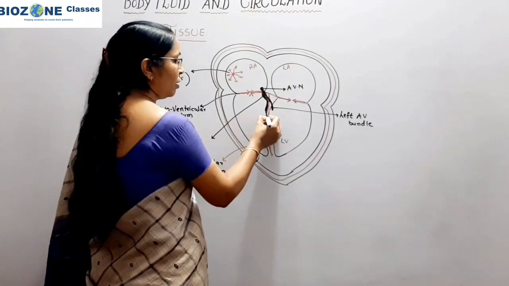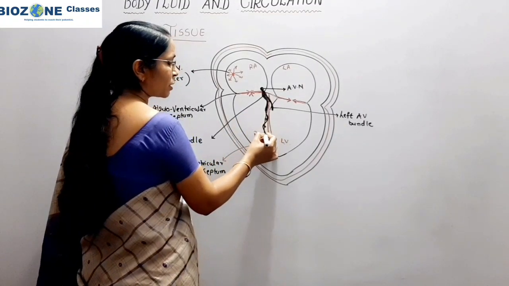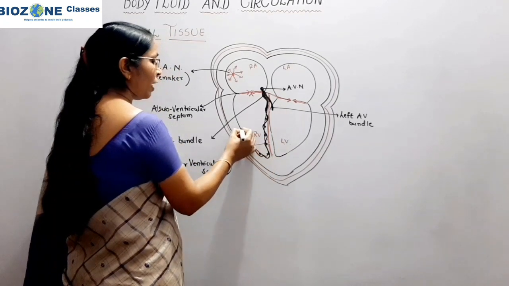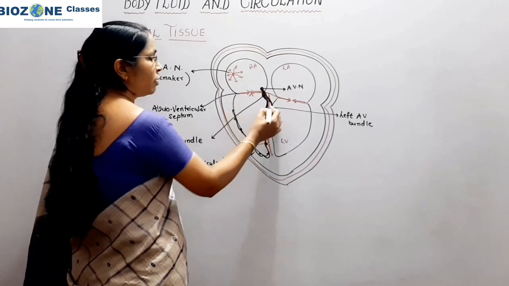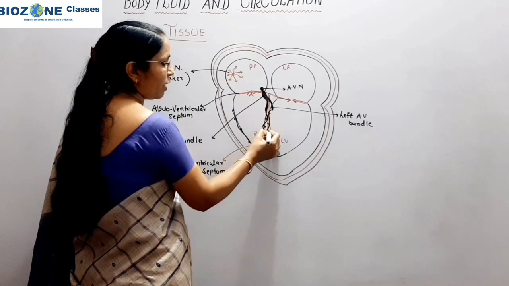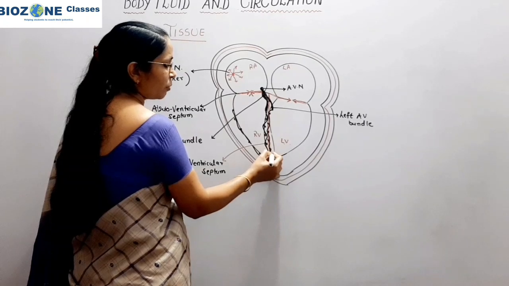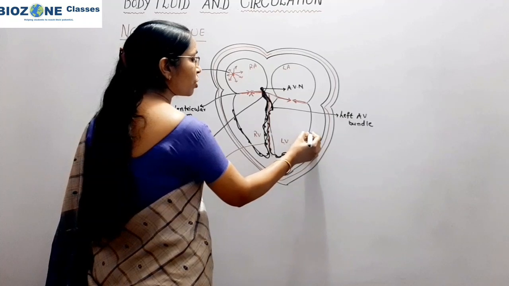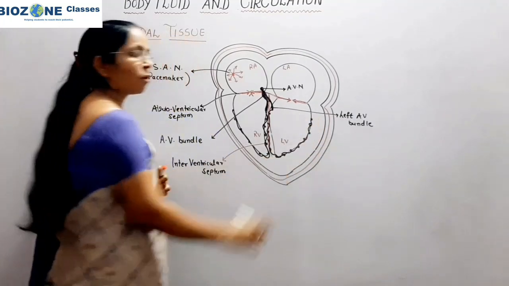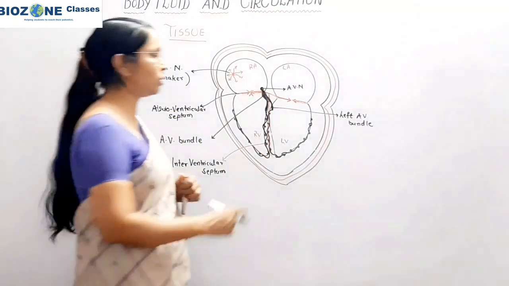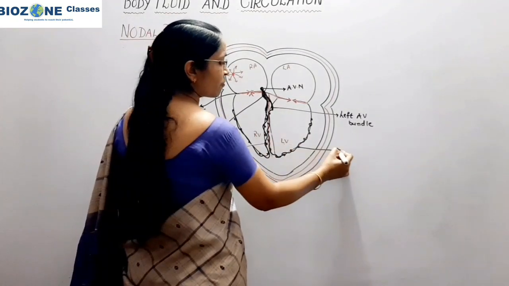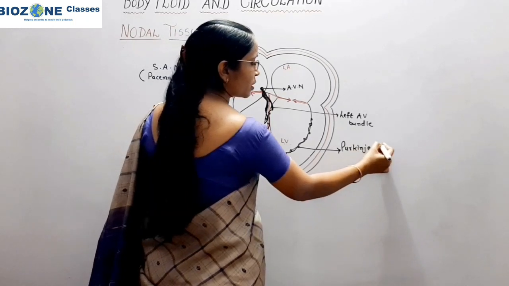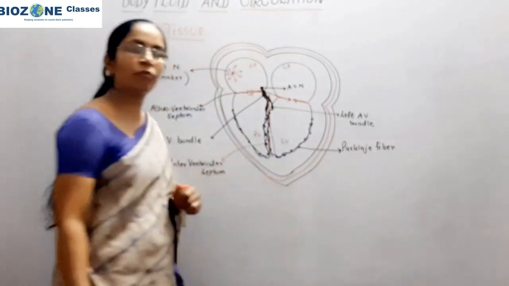From this AV bundle, special fibers are developed. These fibers are called Purkinje fibers, and these fibers are distributed throughout the musculature of the ventricle, and because of that, you remember, the wall of the ventricle shows the impulse for contraction as well as relaxation. So these fibers are called Purkinje fibers. So this is the actual position of the nodal tissue.